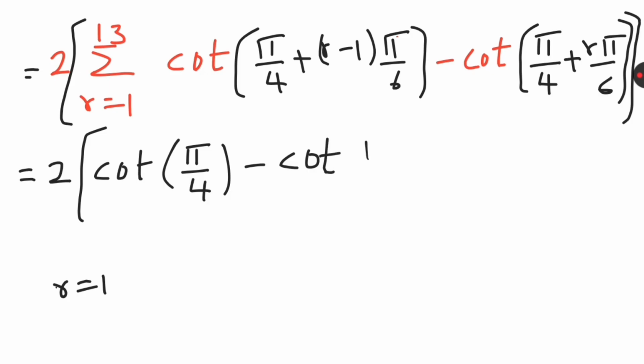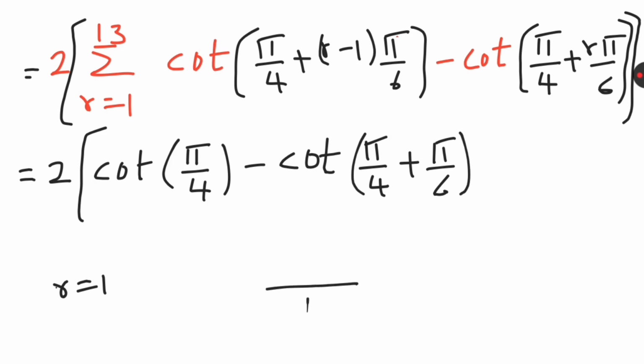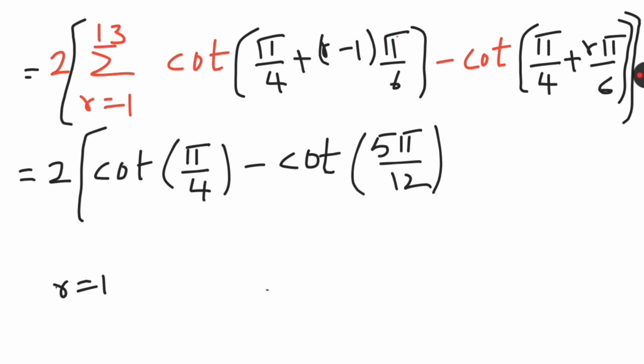So cot of pi over 4 plus 1 times pi over 6. If you take the LCM here, 5 by 4 plus 5 by 6, the LCM is 12. So the numerator is going to be 3 pi plus 2 pi, which is 5 pi over 12. So when we substitute r equal to 1, we got this.